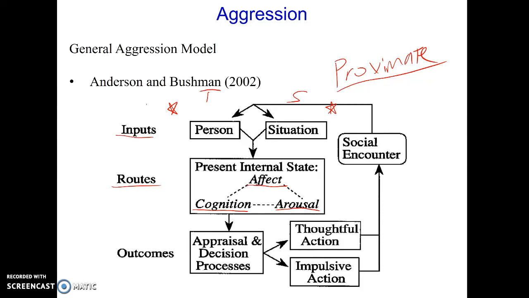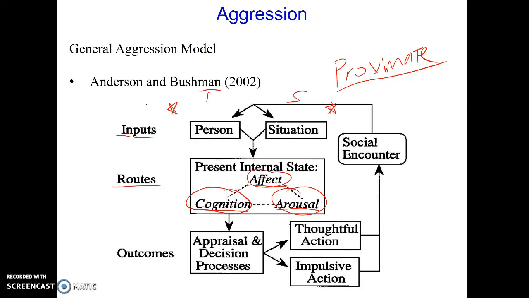So let's pretend for a second that the situation is a provoking one. Let's say in the lab I provoke you. What this is going to say is that provocation, if it's successful, should make you more angry. That's the affect. It should make you feel aroused. You should have an increase in your heart rate, and it's going to start to prime aggressive cognitions and aggressive scripts.